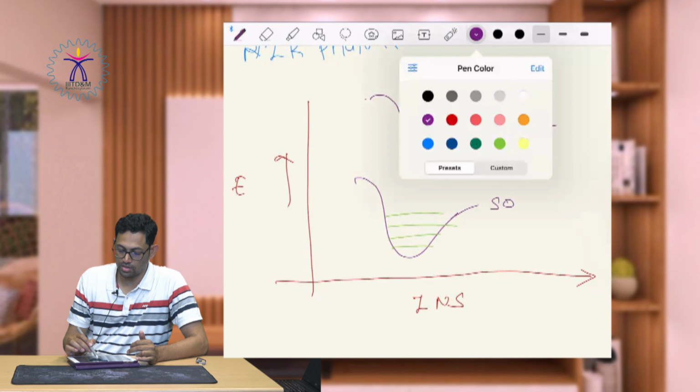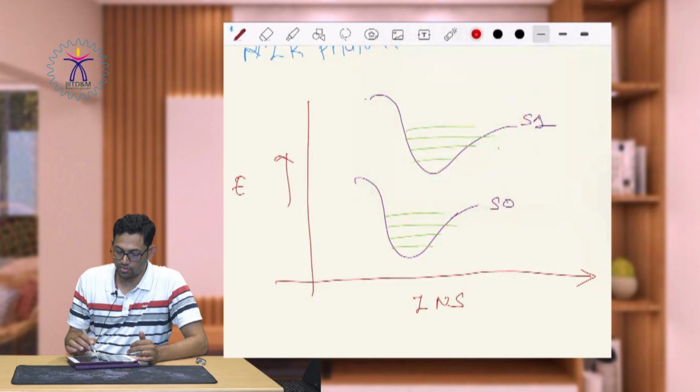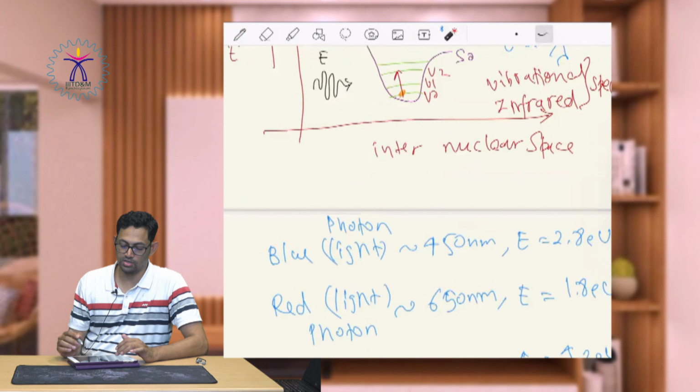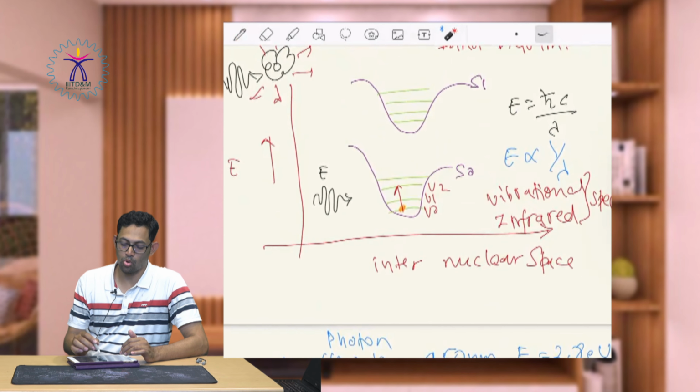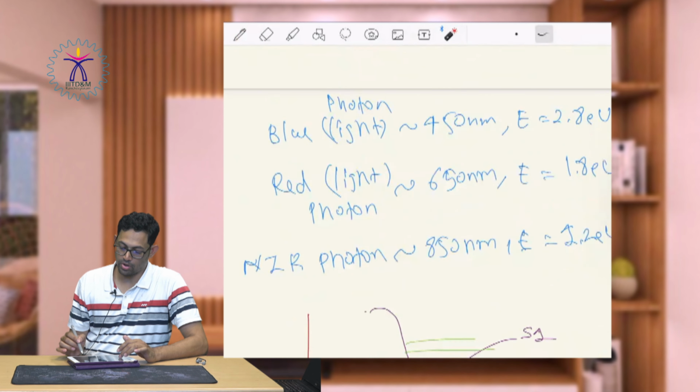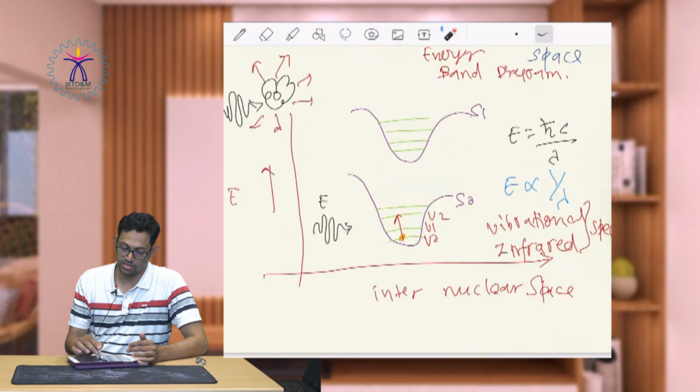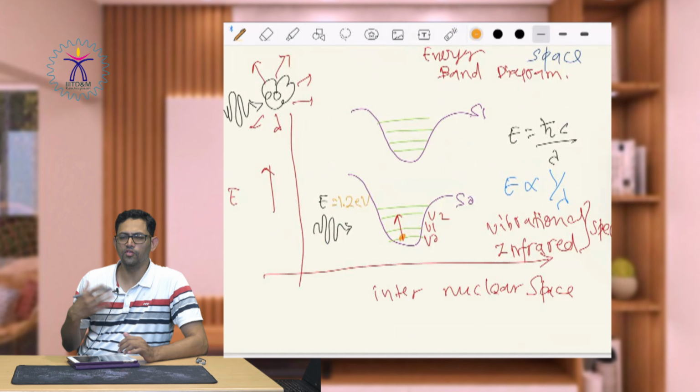Now let us see what will happen to this electron. Again this electron is there. Here we gave only around 1.2 eV of energy. What if we give more energy?